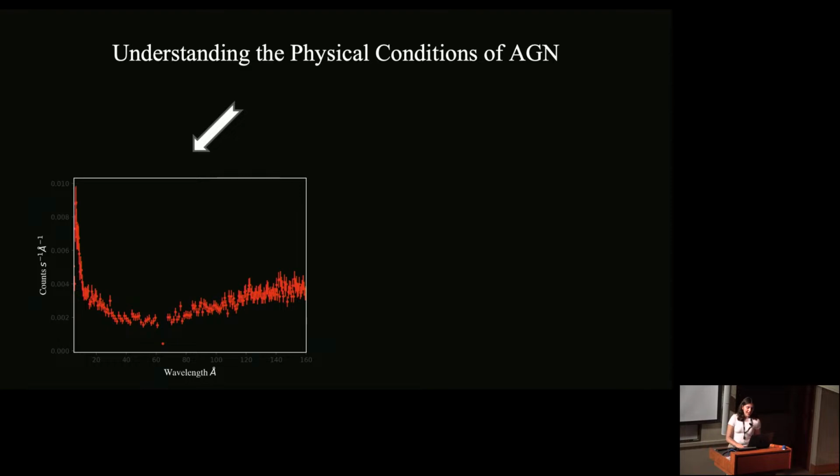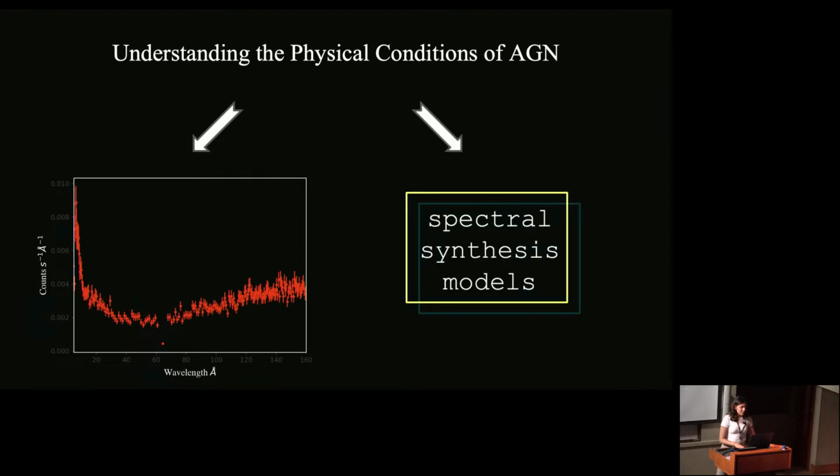Another way that astronomers try to identify that column density and that photoionization parameter is through spectral synthesis models. What a spectral synthesis model does is take what you already know about that spectrum, and then you can input certain elements, and it recreates what you expect to see in your spectra.